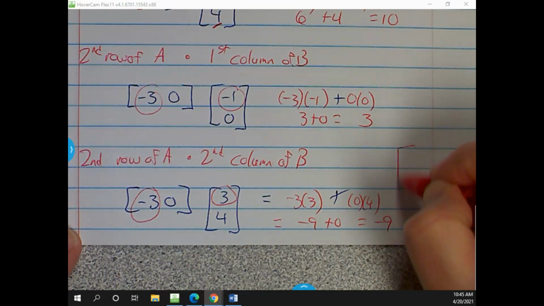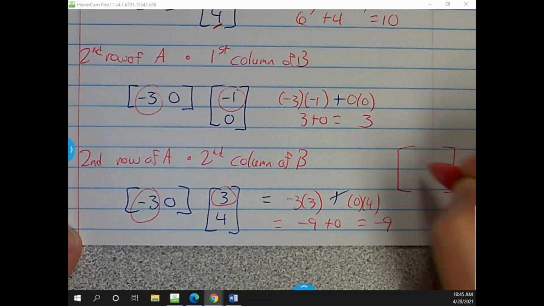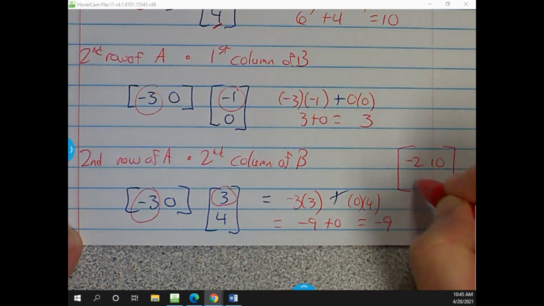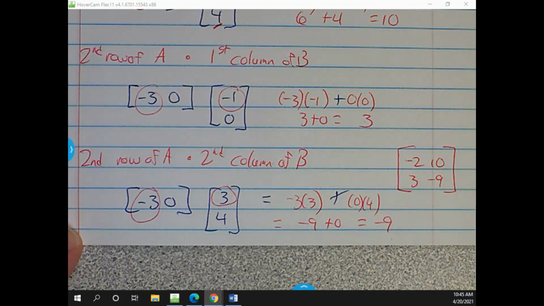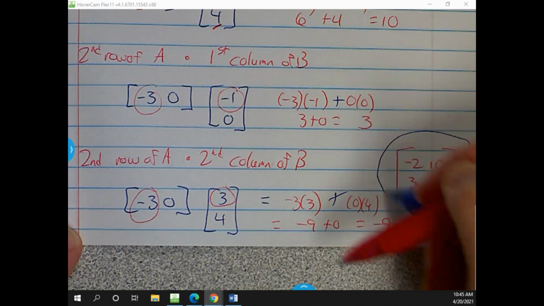Okay, and then the final answer, so we can just put it right here, so when I scroll back up, was -2, 10, and then 3, -9. And that was the final answer we're looking for there.